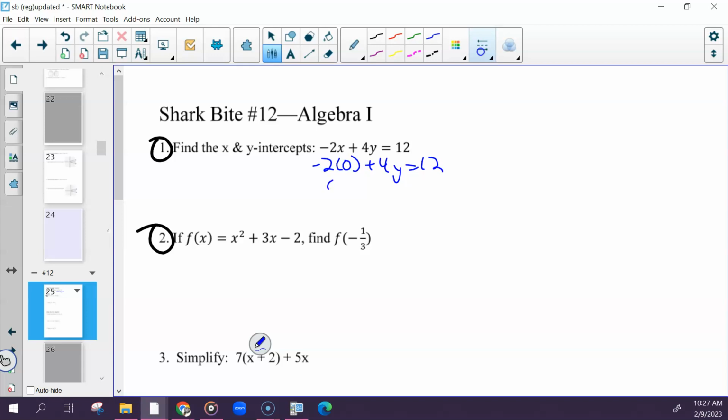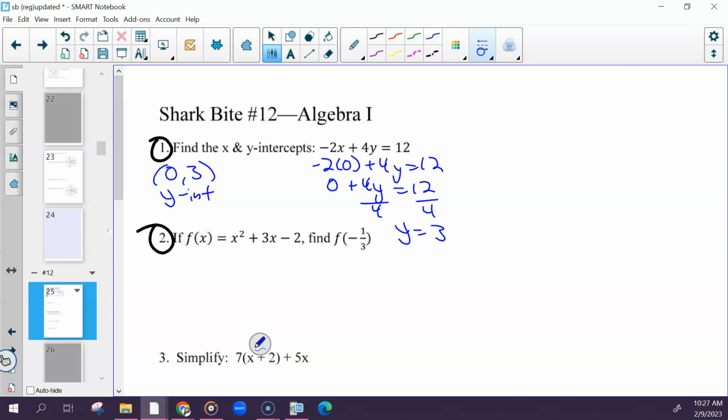This would just become 0. The 0 I don't really need to worry about, and I would just solve for y. So y equals 3, and I would write that as an ordered pair. I put 0 in for x. So 0, 3 would be my y-intercept.